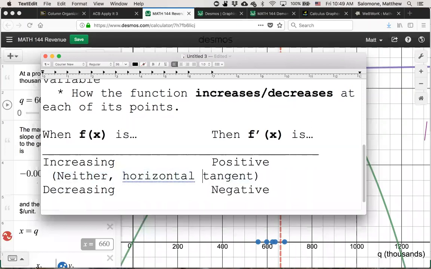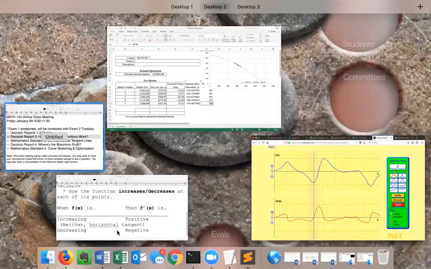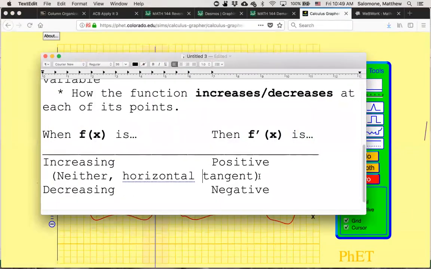And so if I have a horizontal tangent line, then the slope of that tangent line is going to be the slope of a horizontal line. And the slope of a horizontal line is 0. So those places where a function has what we call a local maximum, or the top of a hill, or a local minimum, the bottom of a valley, at those places, the derivative is going to be equal to a quantity which is neither positive nor negative, which most often means that the derivative is going to be equal to 0 at that point.